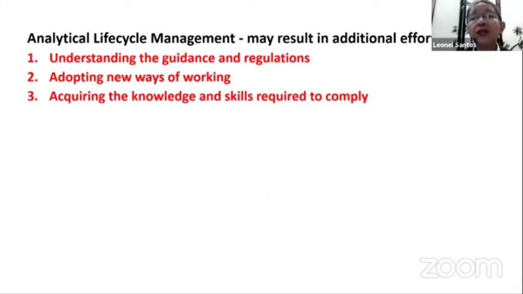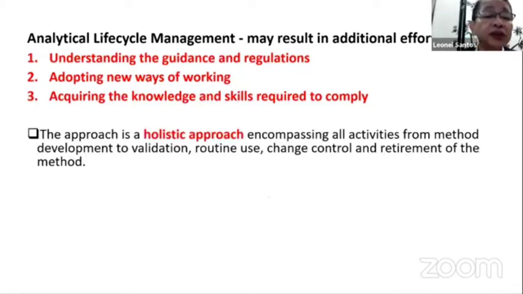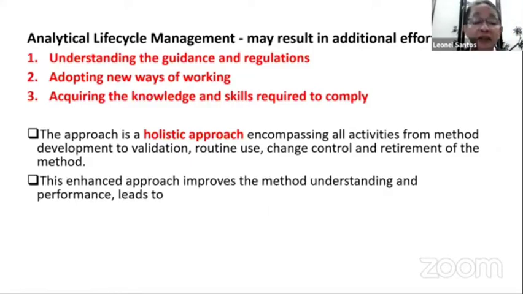With this new proposed general chapter, people may be required to know more about statistics, design of experiments, quality by design, and risk assessment of different situations. The approach for this new proposed General Chapter 1220 is holistic, meaning it covers all the different activities from method development to validation, routine use, change control, until the method is retired.